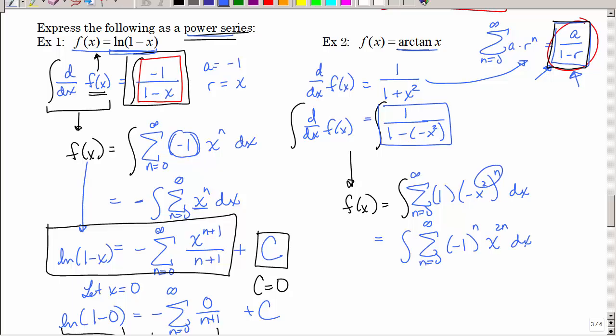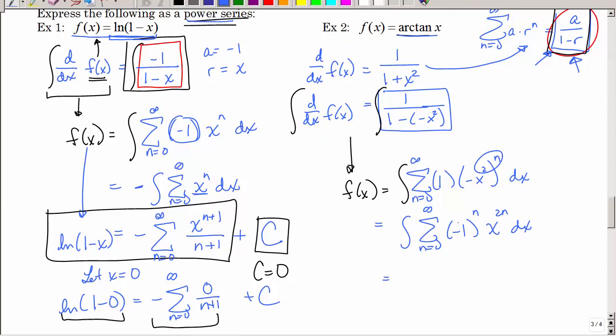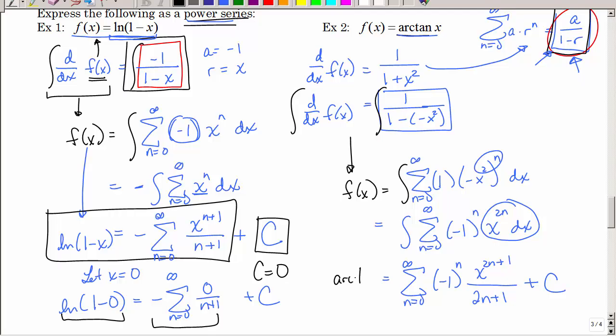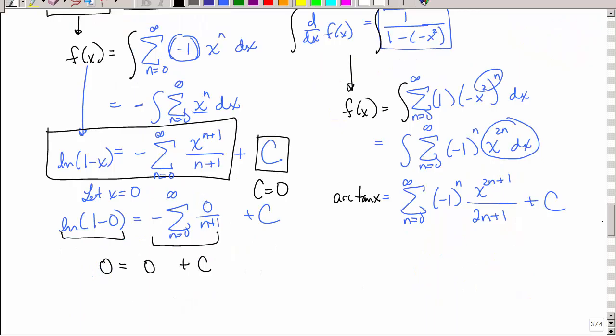Now I can integrate this with the power rule, so I keep my sigma, keep the negative 1, because remember I'm just integrating with respect to x, so using the power rule I would add 1 to my power and divide by my new power. And I need to put that constant of integration. And remember, that's what arctan of x equals to. Let's see if we can solve for c.